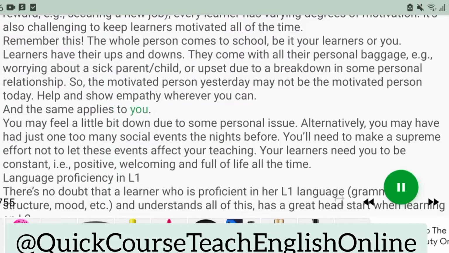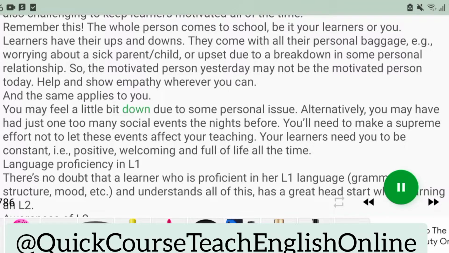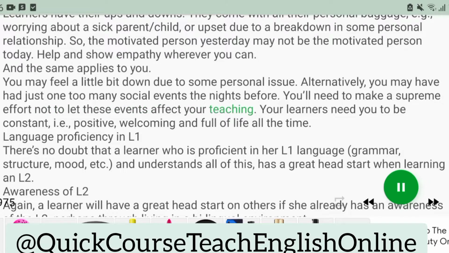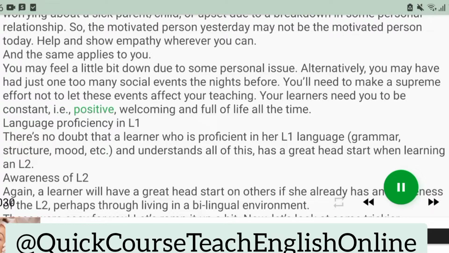And the same applies to you. You may feel a little bit down due to some personal issue. Alternatively, you may have had just one too many social events the nights before. You'll need to make a supreme effort not to let these events affect your teaching. Your learners need you to be constant, i.e., positive, welcoming and full of life all the time.